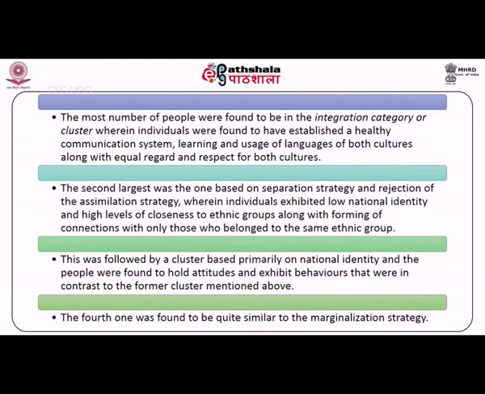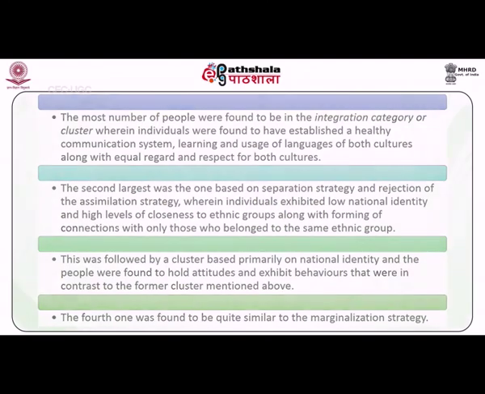This was followed by a cluster based primarily on national identity, and the people were found to hold attitudes and exhibit behaviors that were in contrast to the former cluster mentioned above. The fourth one was found to be quite similar to the marginalization strategy.